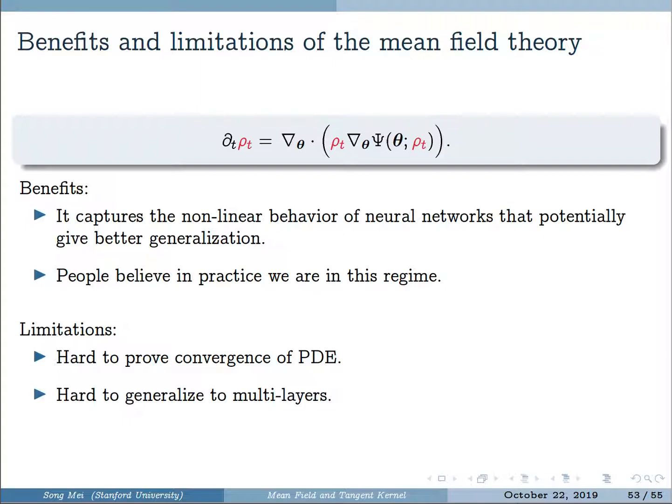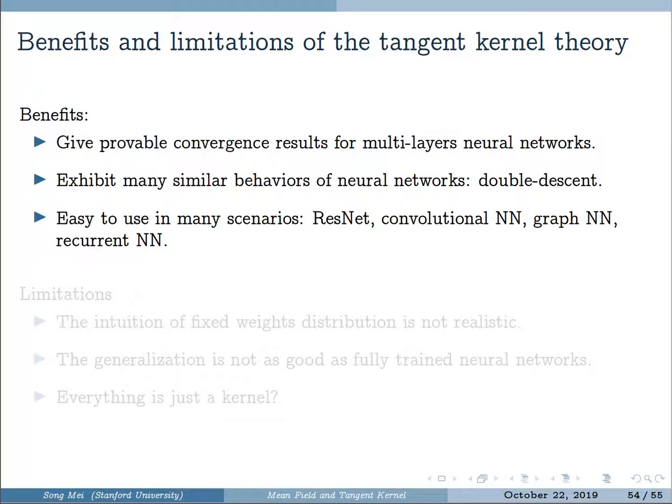And then the benefit of the tangent kernel theory is that it gives provable convergence results for even multi-layer neural networks. And it exhibits many similar behaviors of fully trained neural networks, basically this double descent phenomenon. And this tangent kernel theory, although I didn't discuss it in this talk, is very easy to use in many scenarios. You can linearize ResNet, convolutional neural networks, and even graph neural networks and recurrent neural networks. You can linearize all these architectures, get a kernel, and prove something, or empirically use this kernel to see if it works.